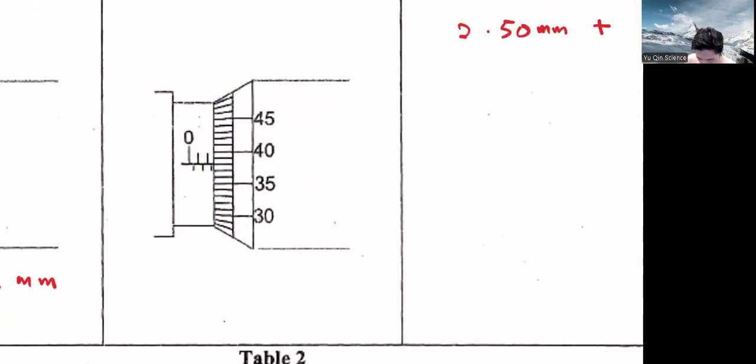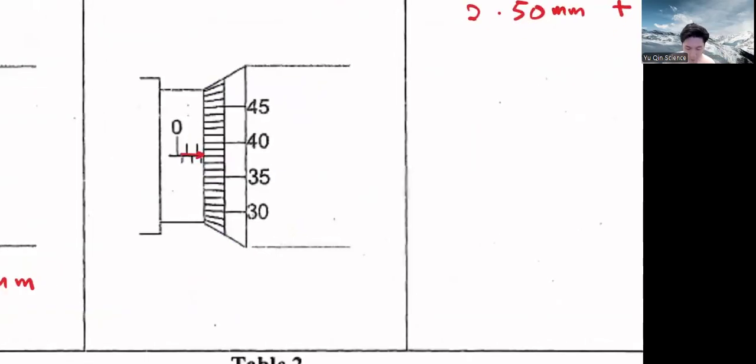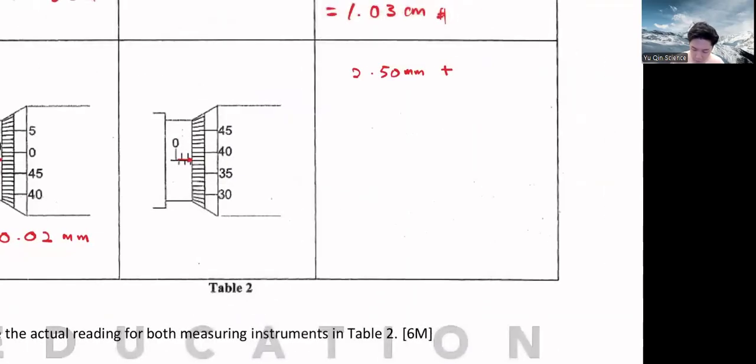So the line here is pointing at, what number is it? 35, 36, 37, 38. 38. Okay, so plus 0.38 mm. 2.88 mm.